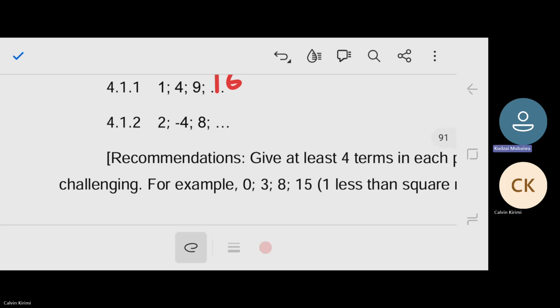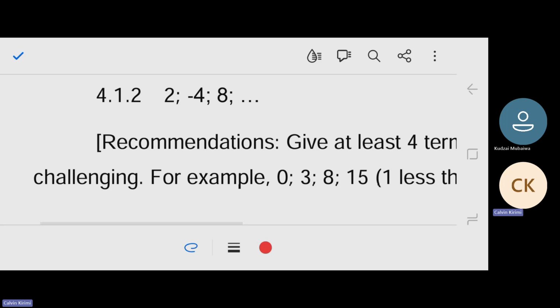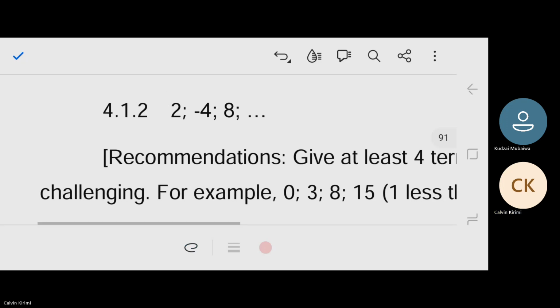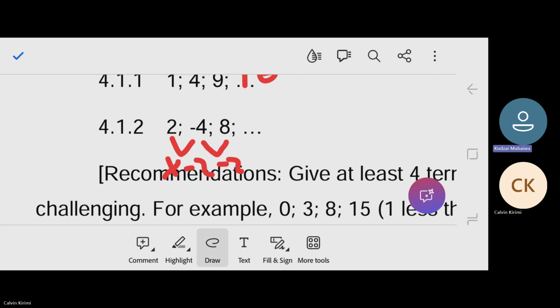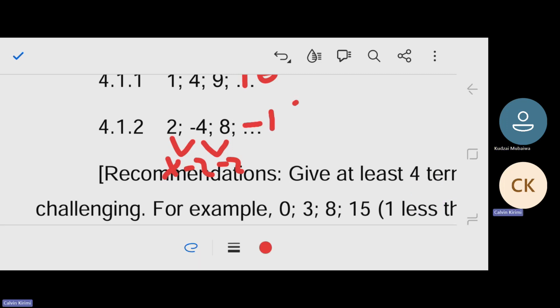We multiplied by negative 2. Yes, so that's what you are doing. You are multiplying by negative 2, meaning from there to there, you multiply by negative 2. From there to there, you multiply again by negative what? 2. So from there to there, you're also going to multiply by negative 2. You are going to get what? Negative 16. That is the answer. Negative 16.